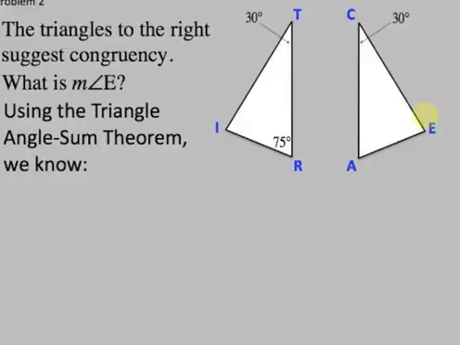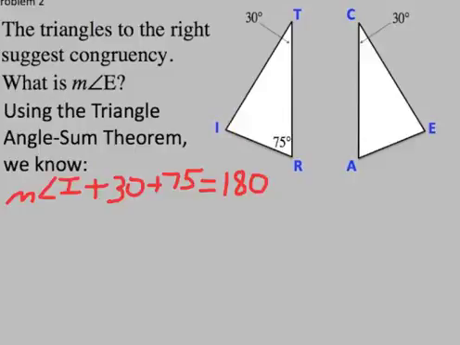Angle E. We know two angle measures in triangle ITR. We know that the measure of angle T is 30 and the measure of angle R is 75. In these congruent triangles, we also know that angle E corresponds to angle I. So we know that angle E is congruent to angle I. So we need to find the measure of angle E by first finding the measure of angle I.